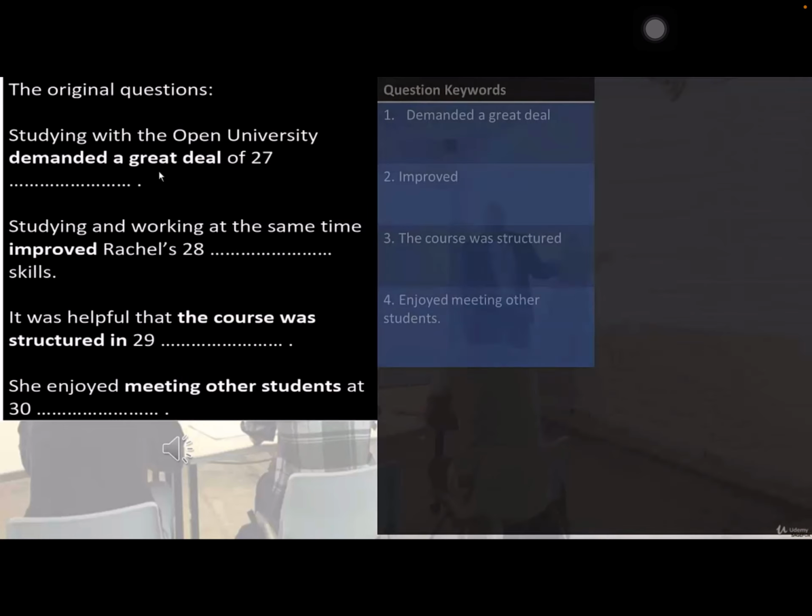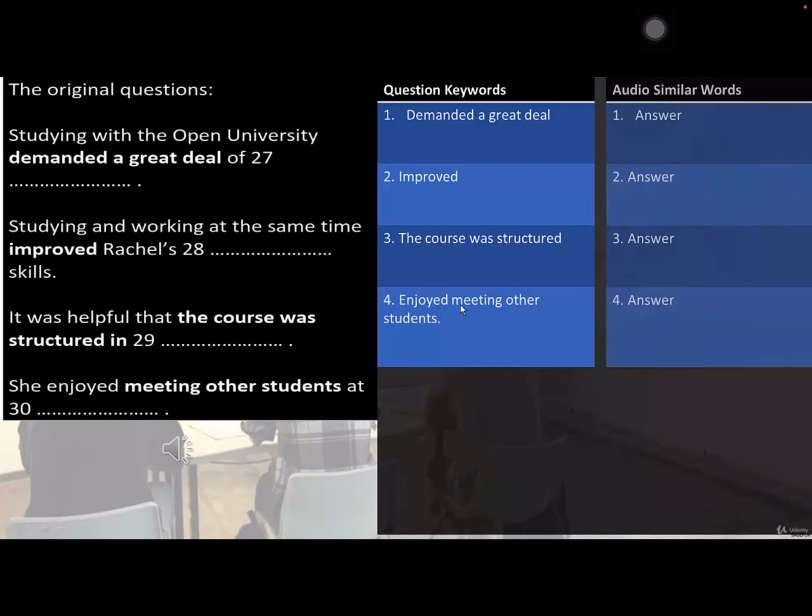So when you're creating tables on your own, it looks like this. On the left side, you put the keywords: demanded a great deal, improved, the course was structured, and enjoyed meeting other students. And then on the right side, you will put the answers for the paraphrasing or the synonym. So when you hear the paraphrasing of demanded a great deal, you write it on the right-hand side of the paper that you have in front of you. Now, like I said, you don't have to write down the question keywords on your paper because you can see them right here. But if you want to, that's perfectly fine.